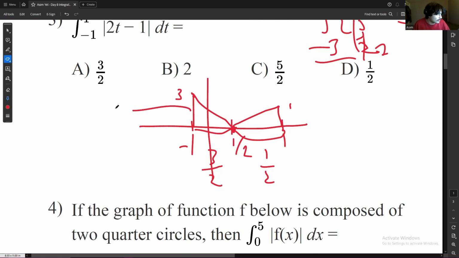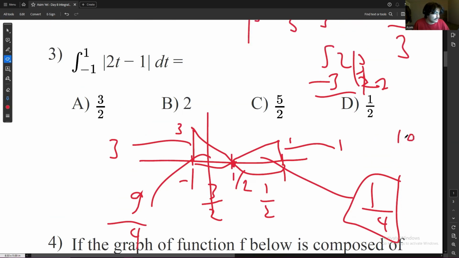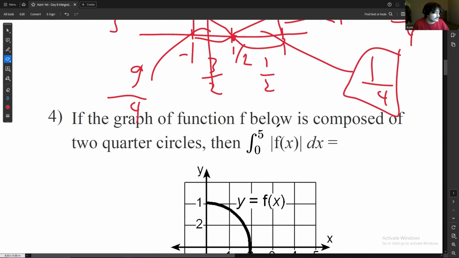And over here, we got a height of 3. Over here, I got a height of 1. And this will be 1/2 times 1 over 2, which will be 1 over 4. And over here, I got 3 times 3, 9, 9 over 2, times 1/2, 9/4. So if I just add these together, I got 10/4, and that will be 5/2.